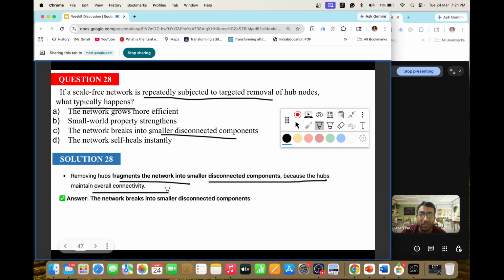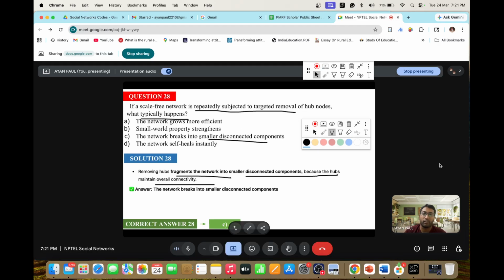Okay, so option C is the correct answer: the network breaks into smaller disconnected components. With this we have discussed all our question answer part. We have discussed 6 cases: 4 cases with preferential attachment and the rich-get-richer phenomenon, and 2 cases were attacks on node survivability, network survivability. So by this we have ended the question answer session.